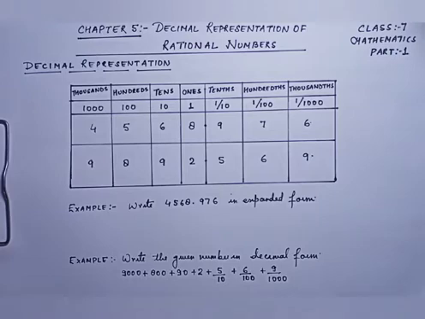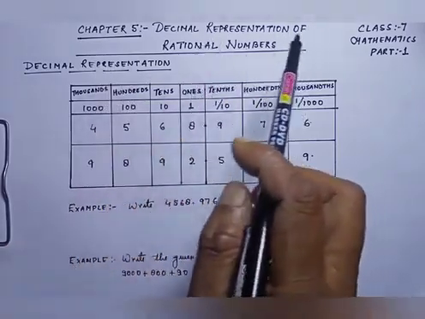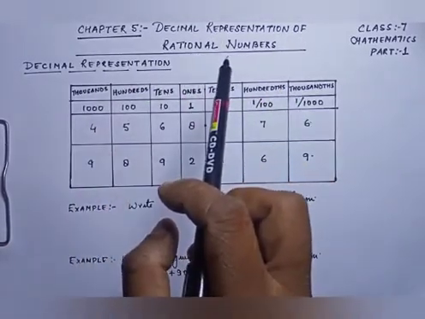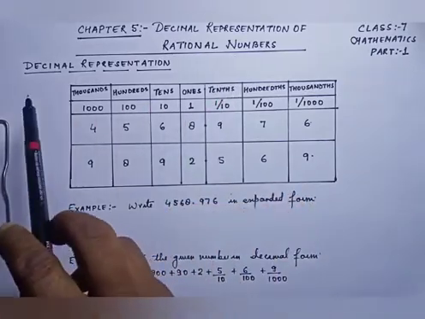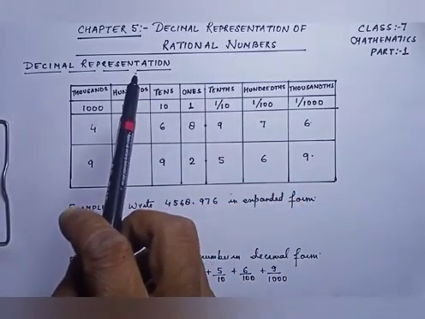Today we are going to start with the first chapter of final term, that is chapter 5, decimal representation of rational numbers. And the very new topic is decimal representation.